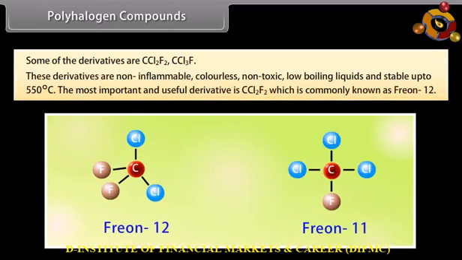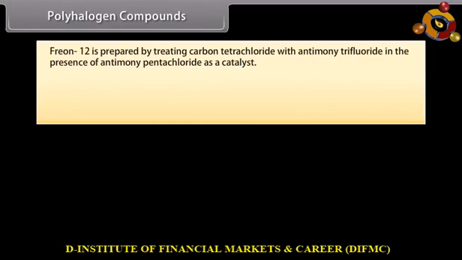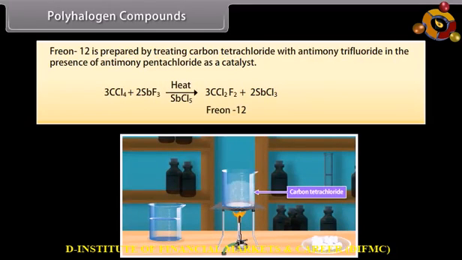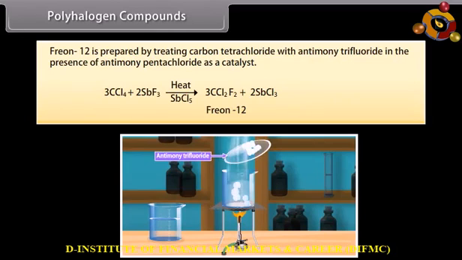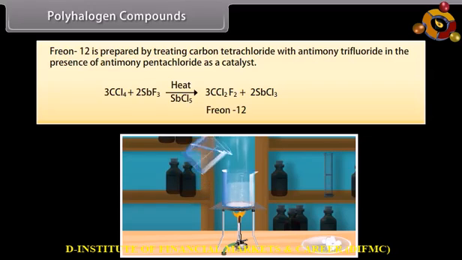These derivatives are non-inflammable, colorless, non-toxic, low boiling liquids and stable up to 550 degrees Celsius. The most important and useful derivative is CCl2F2, which is commonly known as Freon 12. Freon 12 is prepared by treating carbon tetrachloride with antimony trifluoride in the presence of antimony pentachloride as a catalyst. Freon 12 is produced along with antimony trichloride.